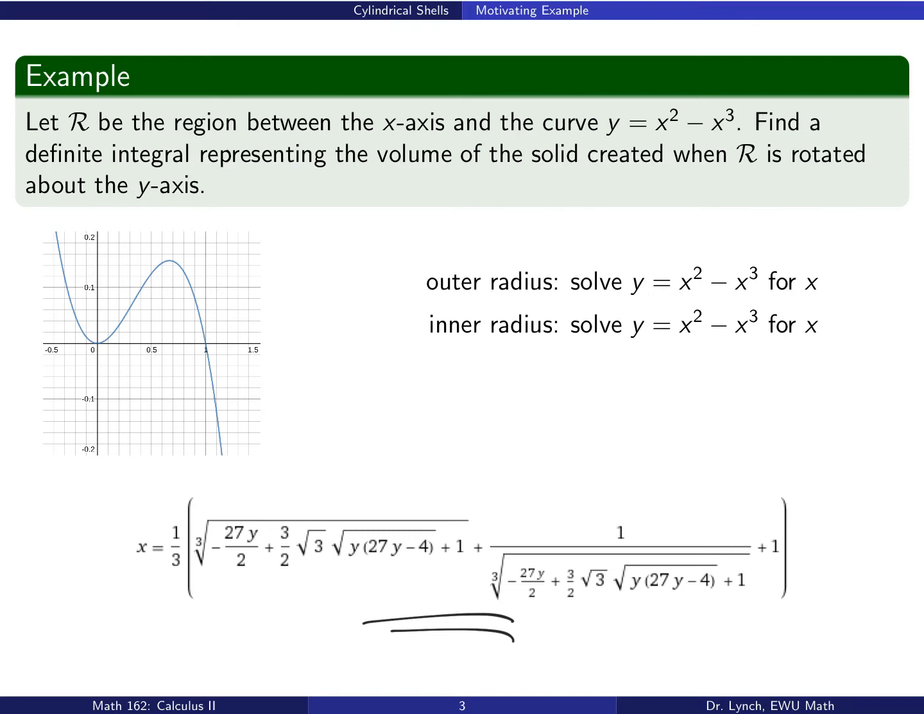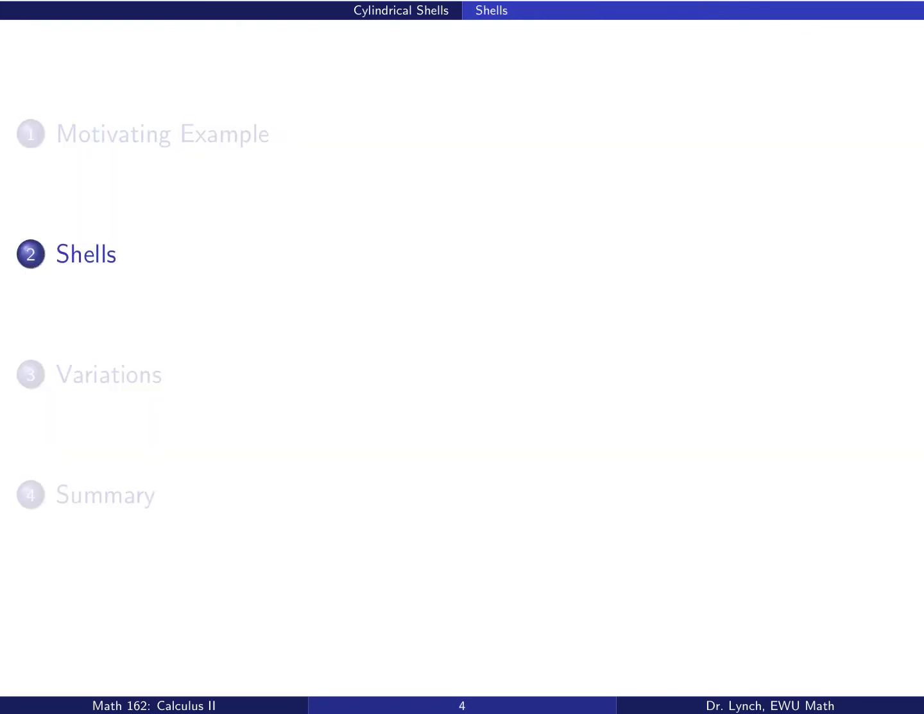So the better method is to, instead of slicing with thickness dy in this case, since we already have functions in terms of x, slice with thickness dx instead. So this is going to give us eventually the cylindrical shell. Now, I remember as a calculus student being super confused about what a cylindrical shell was. I was thinking of a seashell.